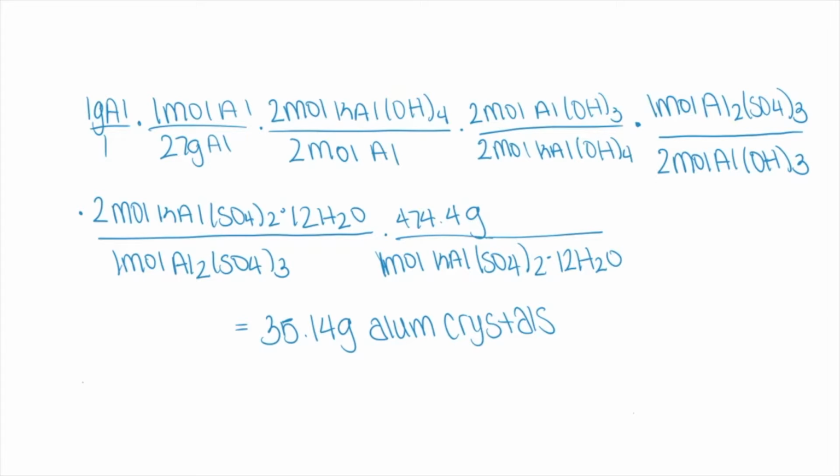And then you can use the molar mass of the alum crystals, which is 474 grams per mole. And so now you have your answer in grams of alum crystals, which after doing all of the math, you come up with a theoretical yield of 35.14 grams of alum crystals.